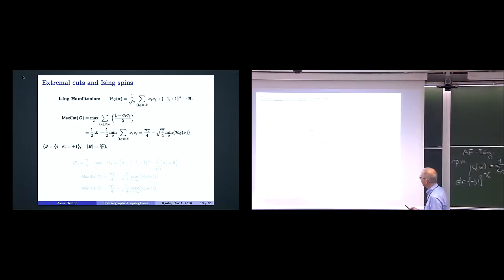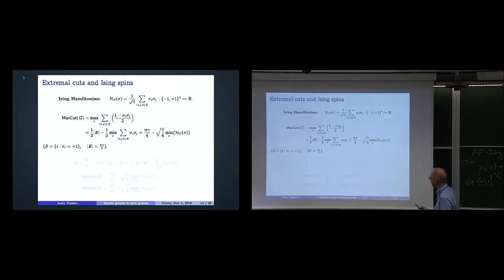And let's see, if I do this operation, 1 minus sigma_i sigma_j over 2, what do I get? If the cut connects minus 1 to 1, then I get a minus 1 here, plus 1, this will be 2 over 2, 1. So an edge which has sigmas which are opposite will give me a 1. An edge which has sigmas which are the same will give me 0. If I sum, I just get the cut. If I choose a maximum over sigma, that's the same as a maximum over S. That's really the max cut.